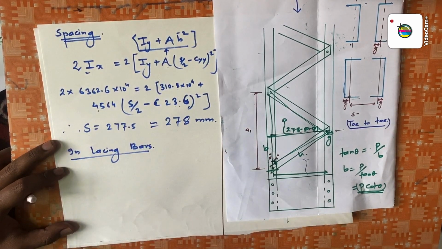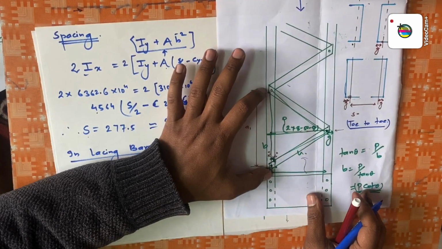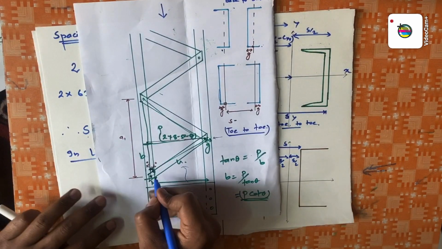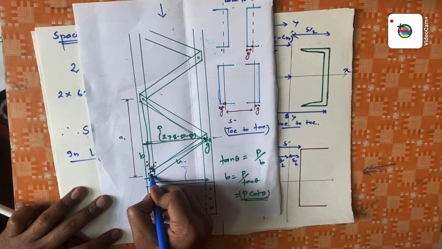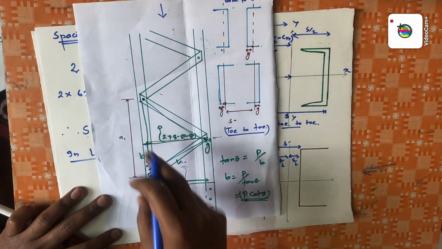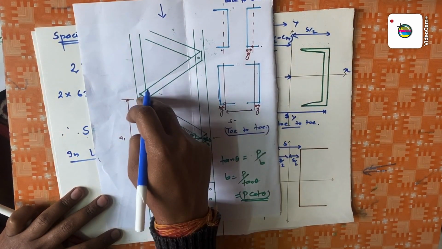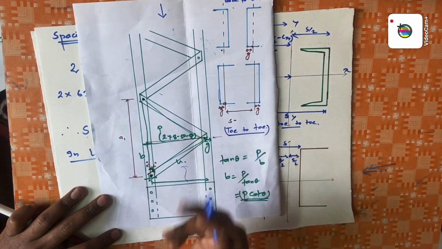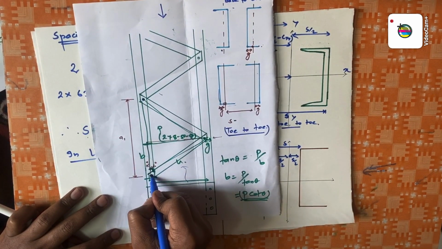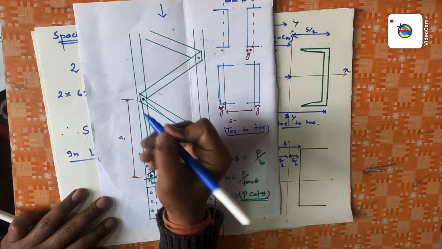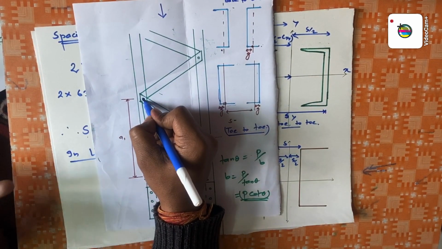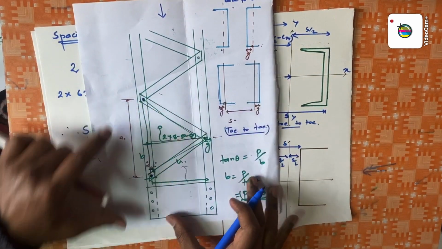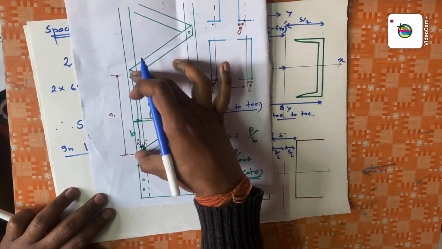the first thing we have to decide is the spacing of this lacing bar. The spacing is nothing but the distance from the end of the first channel to the end of the second member. It's not a channel, it's just a member, one plate. So it is the distance from this end of the lacing bar to the next end of the lacing bar. You can see in the diagram.